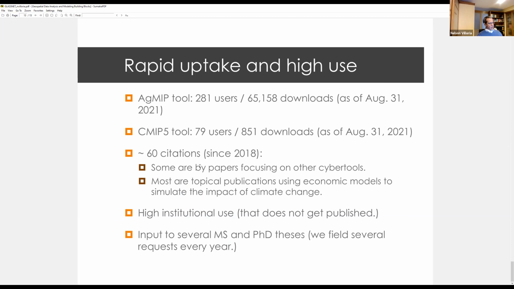I haven't done a formal or deep citation analysis, but since 2018, the papers have been cited 60 times. Very interestingly, around 10 of those citations are other cyber tools, people that got ideas from here, but most are topical publications using economic models to simulate the impact of climate change. So in a sense, you probably have 50 papers published, and you would say, well, that's not quite a lot, but those are 50 papers that would not have been written if we had not had the tools.